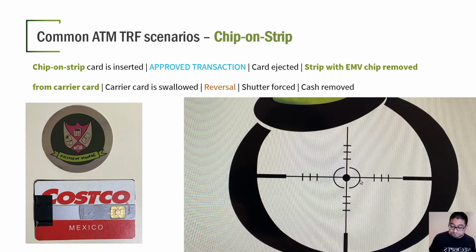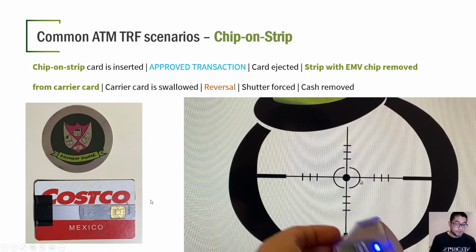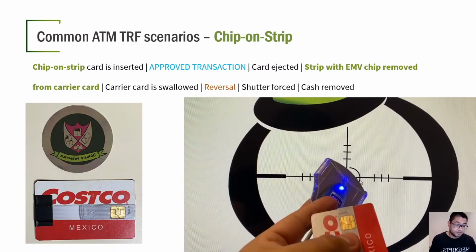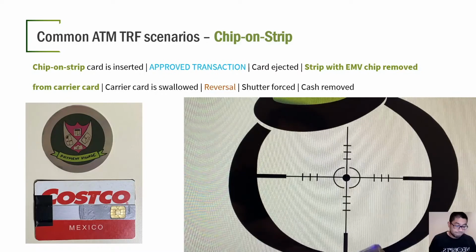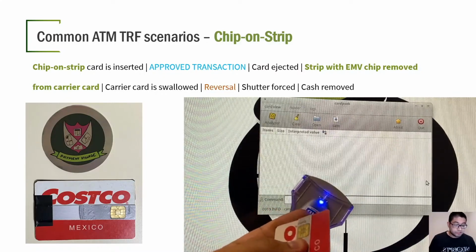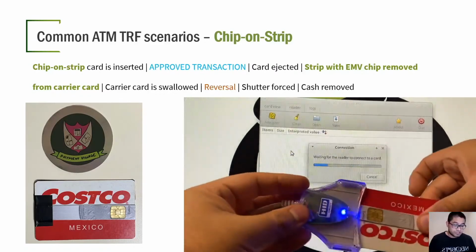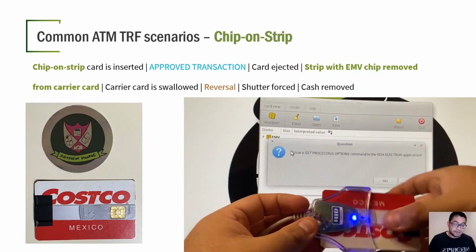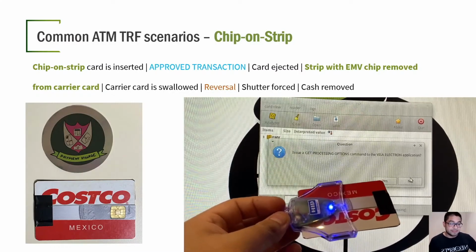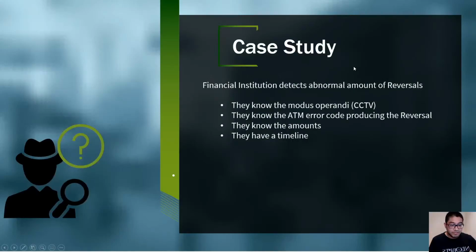And this will happen because the card reader will not accept this magnetic strip card. We'll make a reversal. We'll jump the ATM, and then we can force the shutter and remove the card. For example, we can see this video where I have the card reader, well, just a reader. And I will try to see if this magnetic stripe carrier card will work with this chip on strip card. And yeah, we can see that we can read the EMV chip.